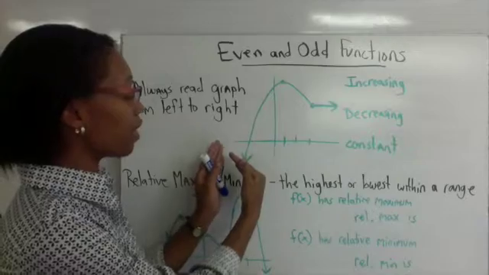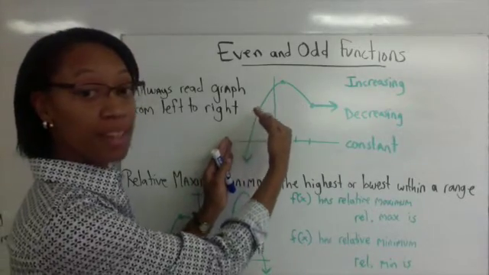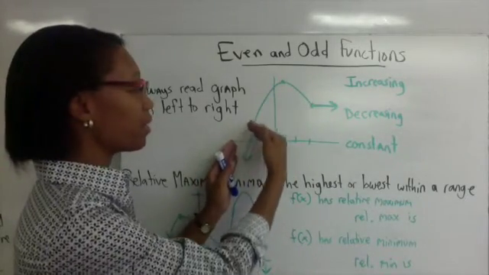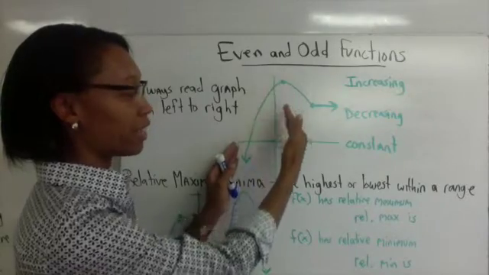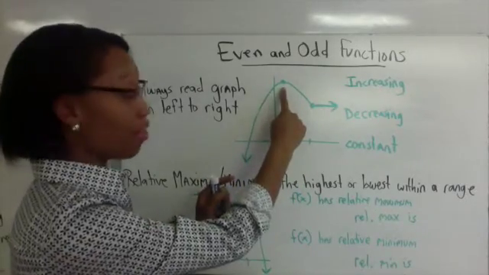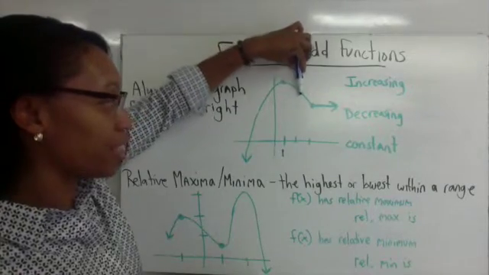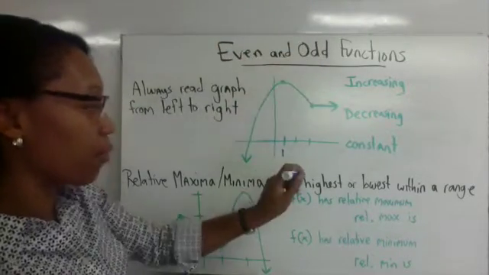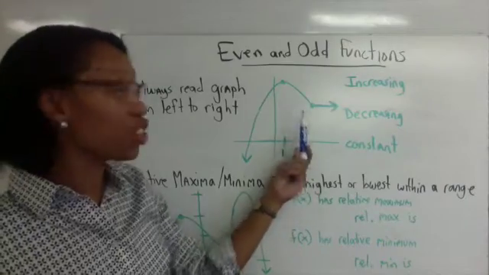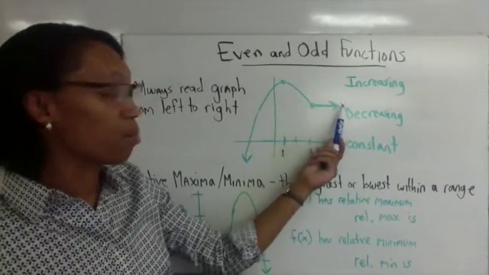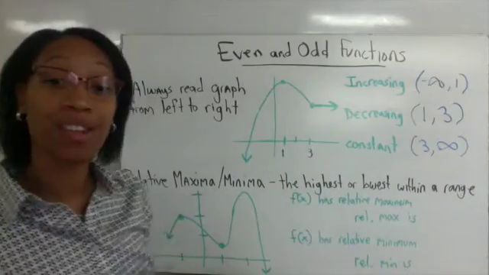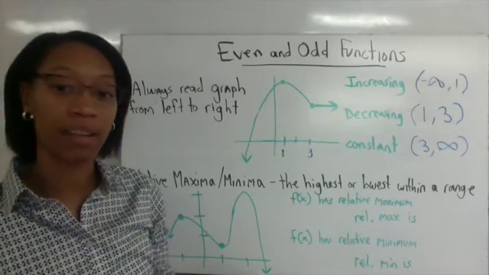So you can see that the function from left to right is actually increasing until it gets to here, until it gets to 1. And then from 1, it starts going down, decreasing until it gets to 3. And then the function is constant or flat from 3 to infinity. So make sure you read that left to right.